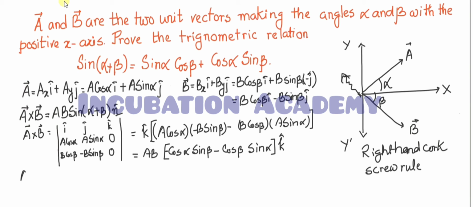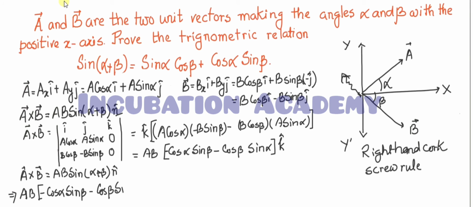You may say, sir, what is given here and what we have to prove here? There is a negative sign here. To understand this, I want to introduce one concept, which I am introducing now because it becomes less hectic: the right hand corkscrew rule. According to the right hand corkscrew rule, if you want to find A cross B, you place your hand on A first, then curl your right hand towards B. Then A cross B will give you the minus K cap.